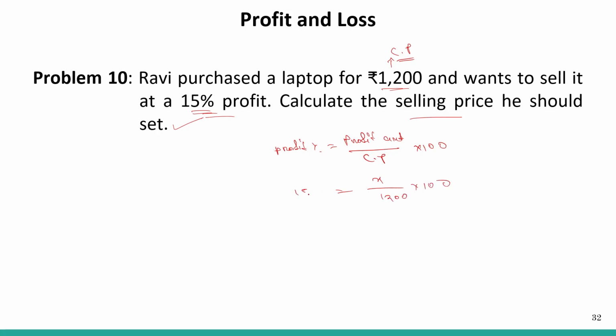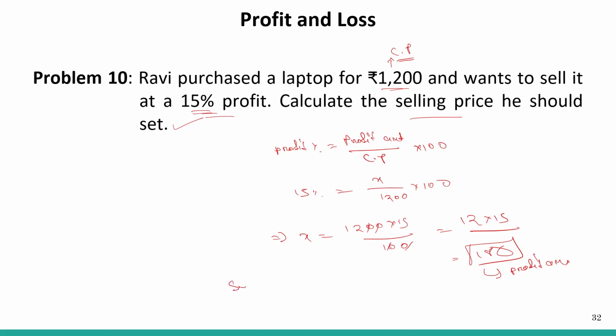And he wanted the profit to be 15%, right? So this implies that X is equal to what? 1200 into 15 by 100, right? So cancelling the two zeros out from the numerator and denominator, what we are left with is 12 into 15. Okay, so this much amount. So it will be equal to what? 12 into 15 will be 180, right? So 180 amount will be the profit amount.